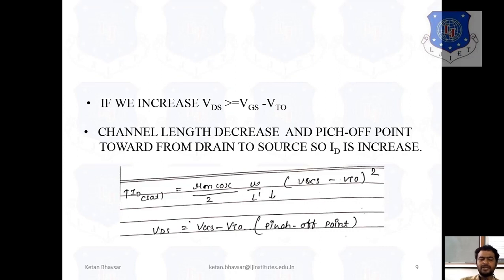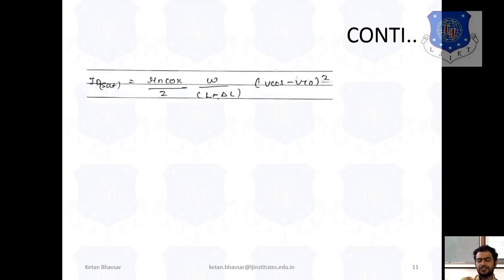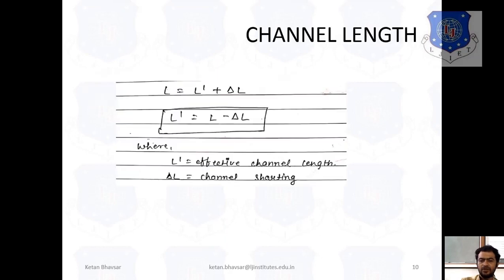So ID saturation is equal to mu n Cox by 2 W by L dash into Vgs minus Vto. As you already know, Vds is equal to the pinch-off point, so Vgs minus Vto. So L dash is equal to L minus delta L, which you already know is the effective channel length because of the channel displacement vector. So now, instead of L dash, ID saturation is equal to mu n Cox by 2 W by L minus delta L, because L dash is equal to L minus delta L, into Vgs minus Vto whole square.